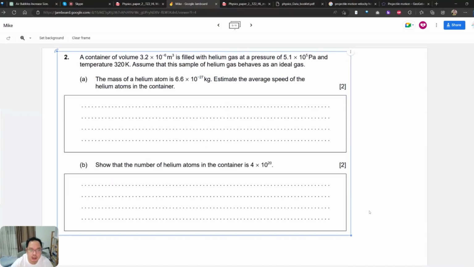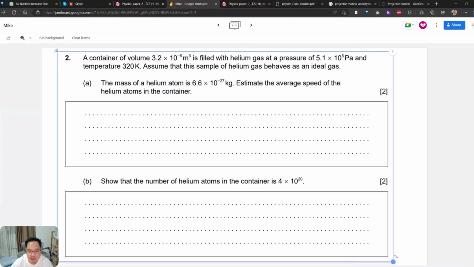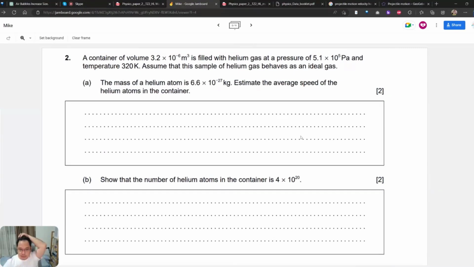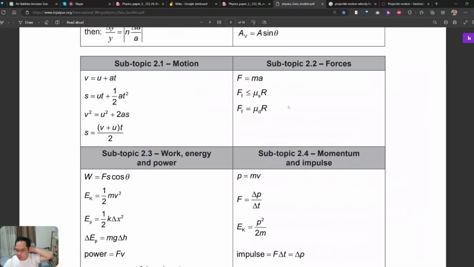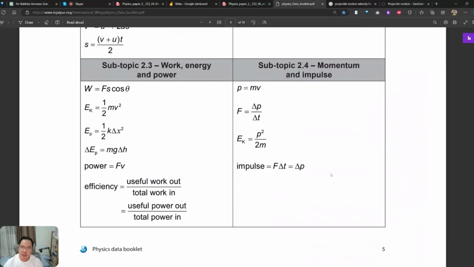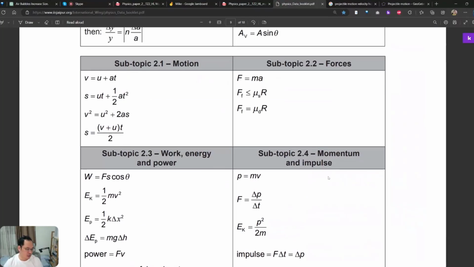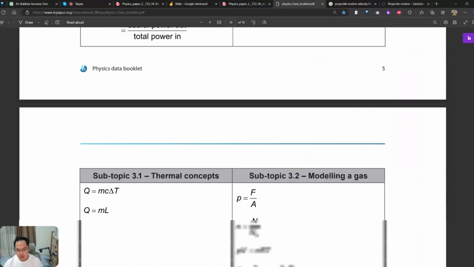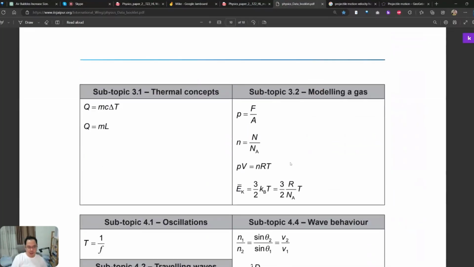Okay, question 2 about thermophysics. Can you do that? Estimate the average speed of the helium atom in the container. The question is the speed, so you need to look into the formula booklet to find the formula for the speed. Actually, it does not show it obviously, but it is implied here.